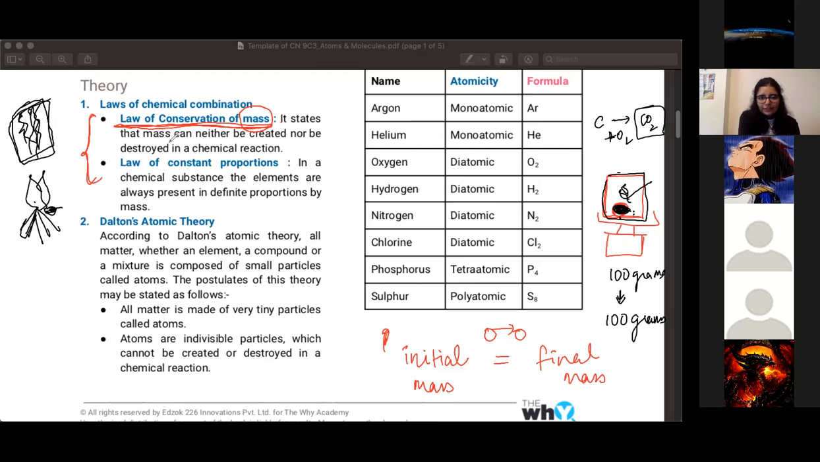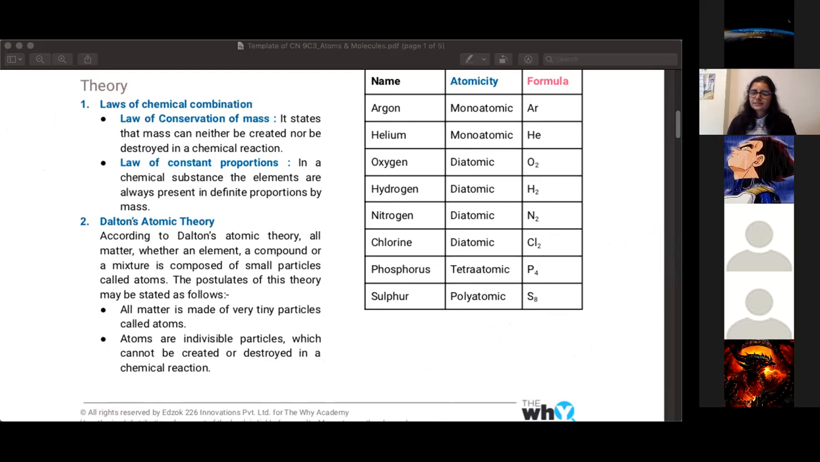So earlier it was wood, and after the chemical reaction, some part of it is ash and some part of it has turned into gases. But it has not been destroyed. Okay, so that is what conservation of mass is.